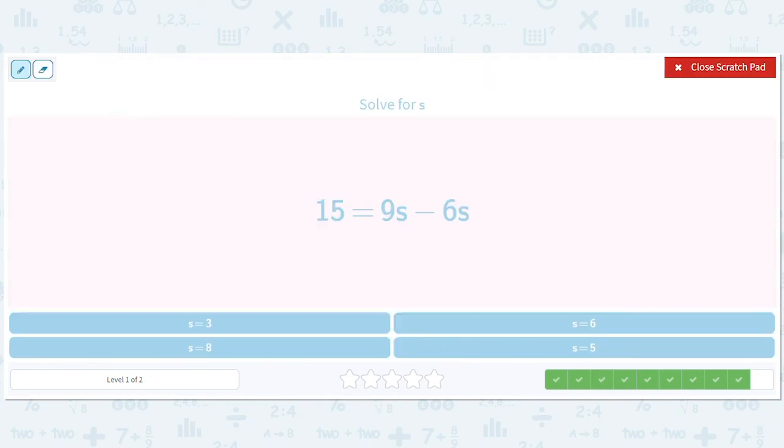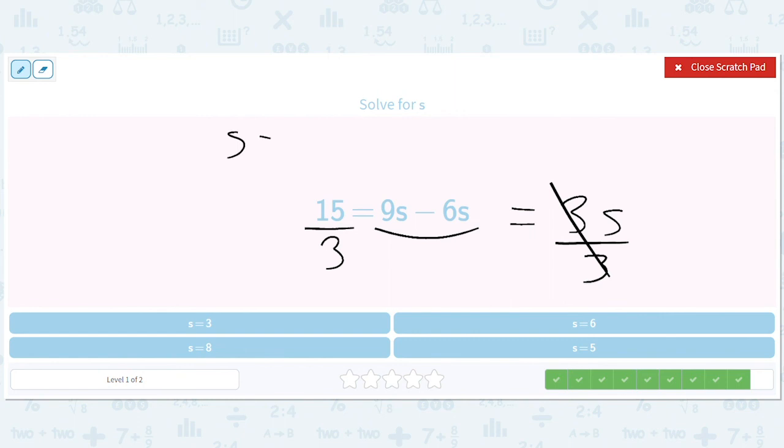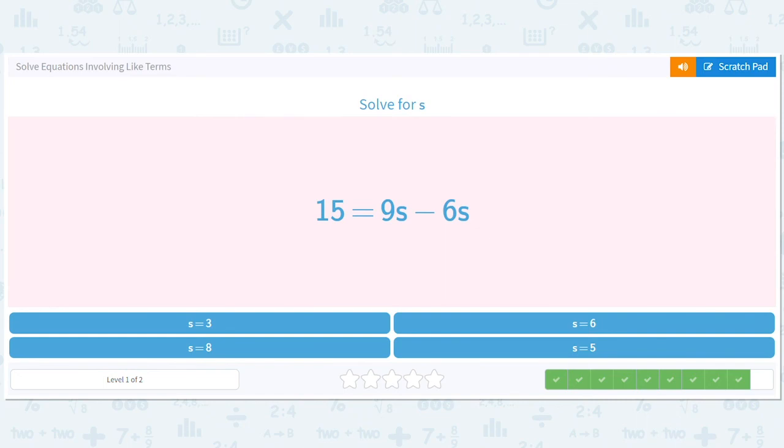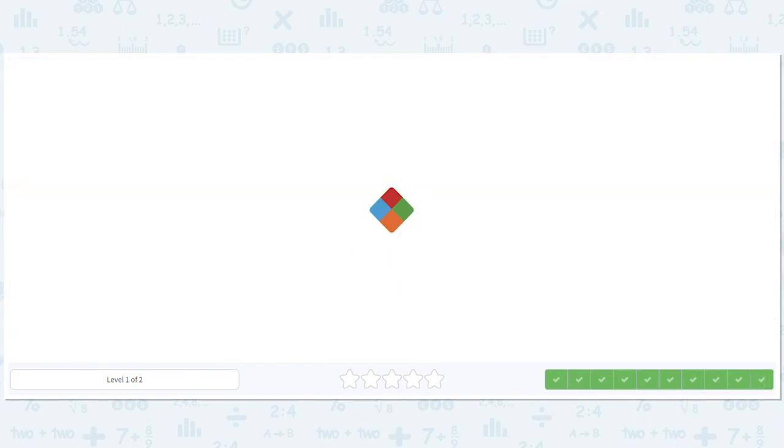And last but not least, the S's. 9S minus 6S, sorry, equals 3S. 15 divided by 3, divided by 3, S equals 5. And there you have it, S equals 5.